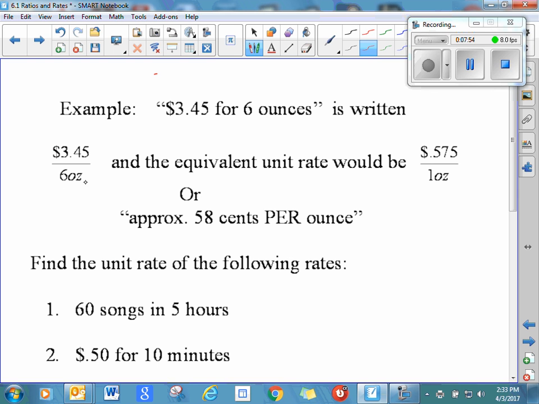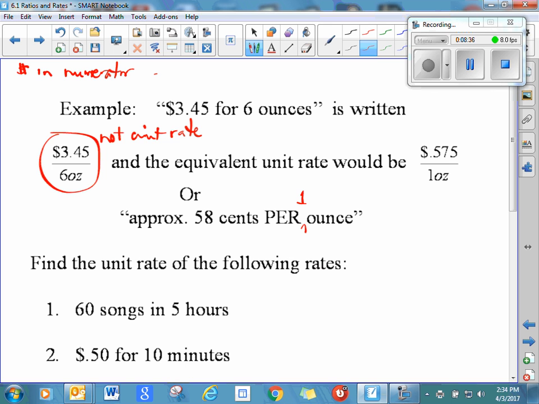$3.45 will buy you 6 ounces. So the money goes on top. Please write that, money in numerator, for 6 ounces. So this is a rate, but it's not a unit rate, because its denominator is 6. If I want to know what the unit rate is, I have to divide the numerator by the denominator. And I get about 58 cents per ounce. 58 cents per ounce.